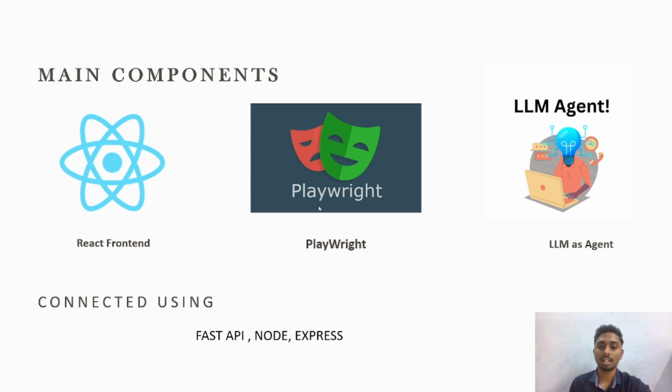All these components are connected over a network where FastAPI, Node, and Express are the nervous system of those connections. FastAPI is used to make requests and responses between the application and the LLM agents, and Node and Express are used for internal communication.